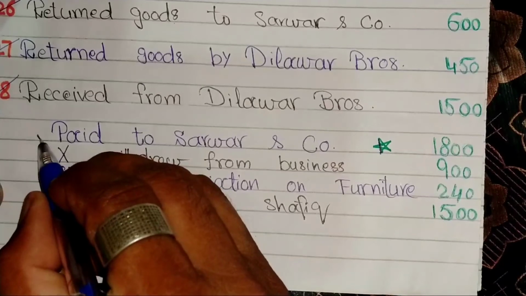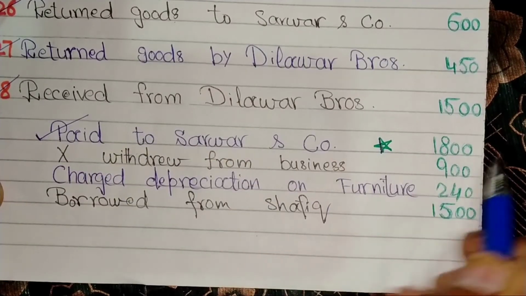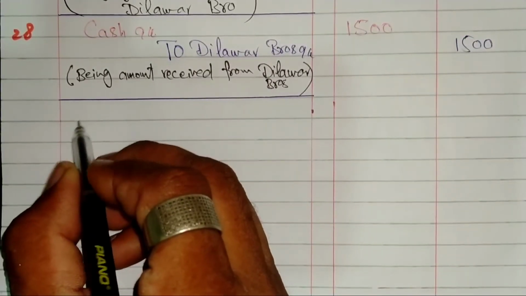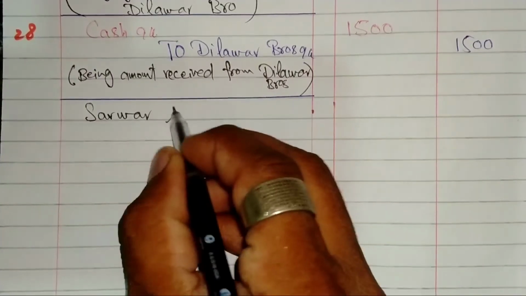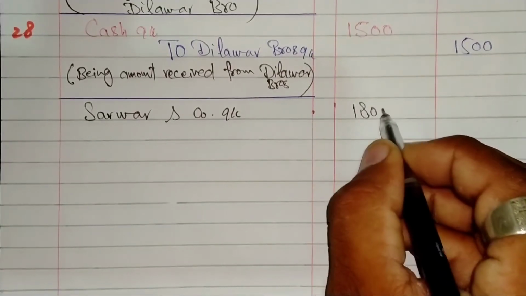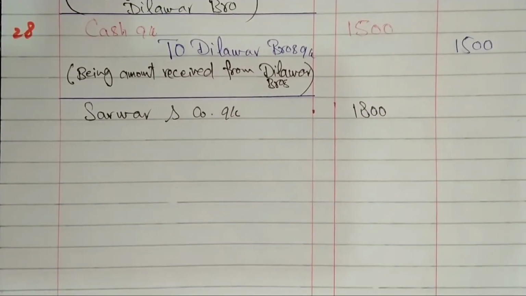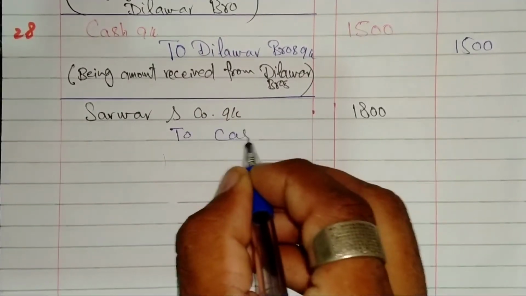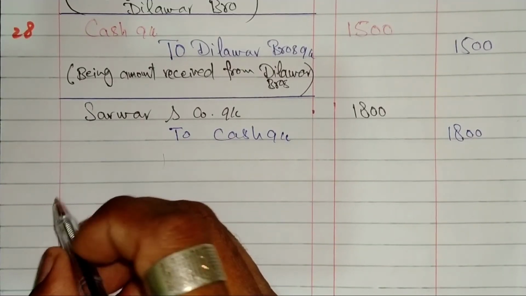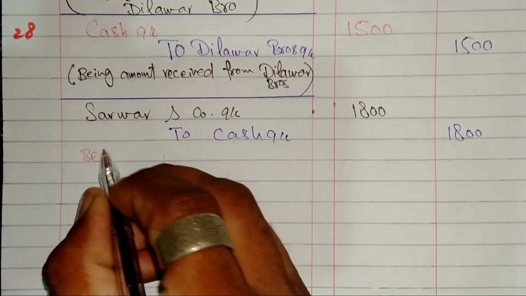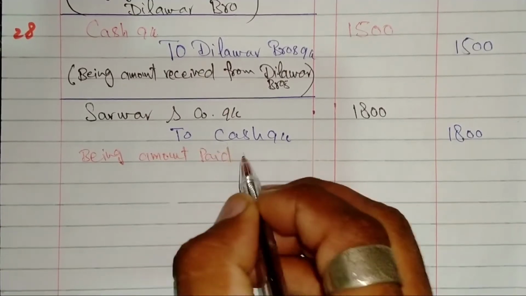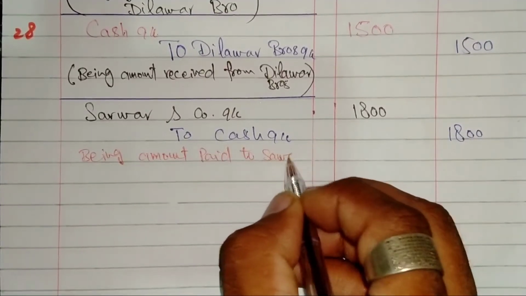Next entry is paid cash to Server and Company amounted $1,800. The entry will be Server and Company account debit amounted $1,800 to cash account credit amounted $1,800, being amount paid to Server and Company.